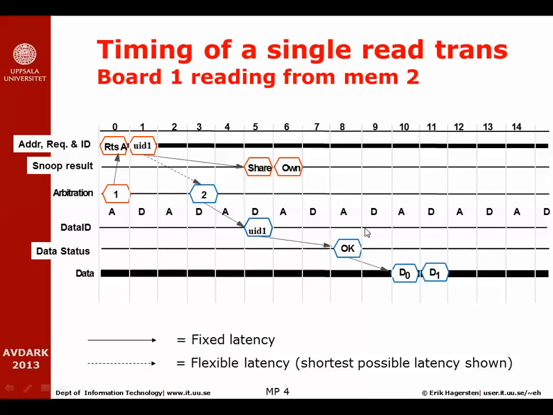Later on, there is going to be some data status. In this example, it says OK, and at the tail end of these 2 coupled transactions are the 2 data packets that are sent. It takes 2 cycles to send an entire cache line using this design.